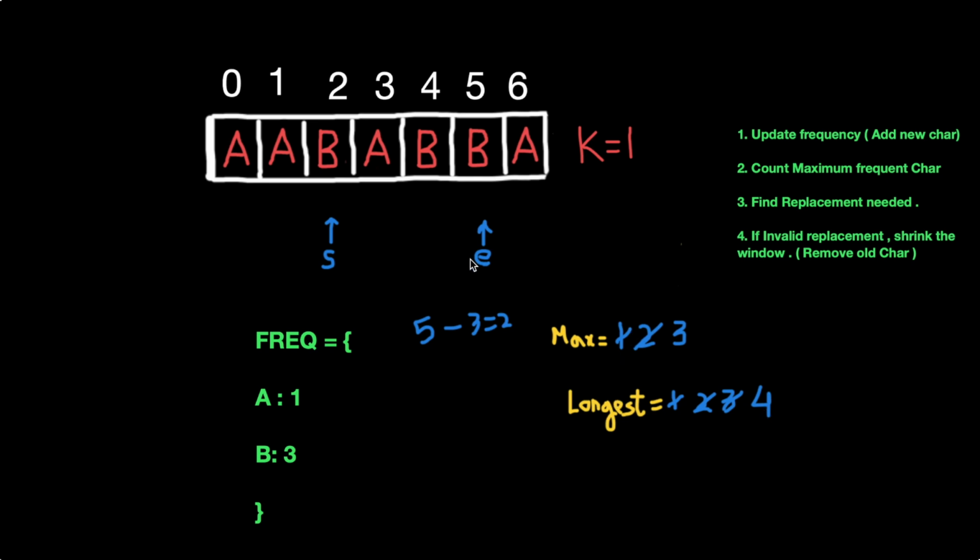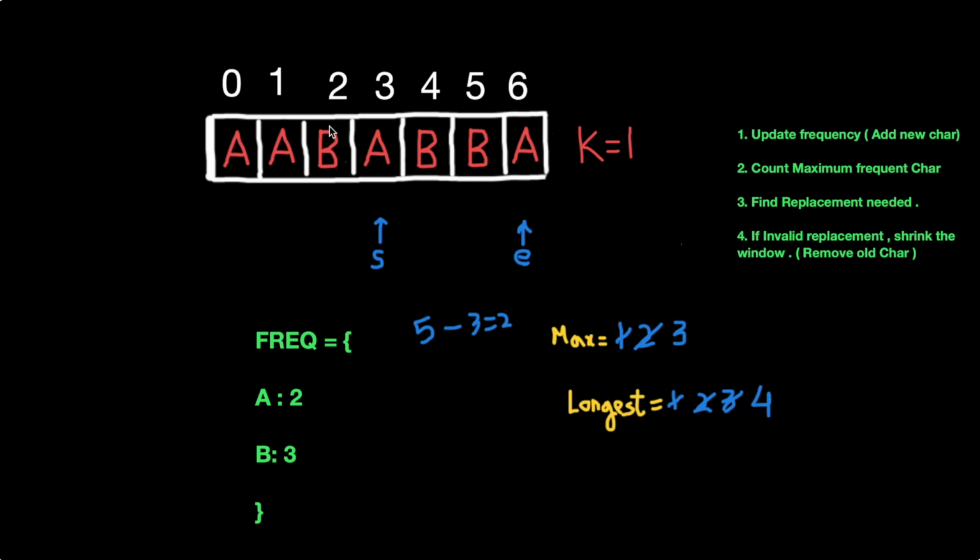So this is done. Now in the next iteration, I will move my end pointer once again and try to expand the sliding window. The new character is A, so the frequency of A is increased once again. The maximum frequent character was B, 3, and I'll check whether the replacement is needed or not. The current sliding window is 5. 5 minus 3, the maximum, is equal to 2. Again, it's an invalid one. So I will try to shrink my sliding window by moving the start pointer, and the current sliding window is 4, so the longest is 4. Okay.